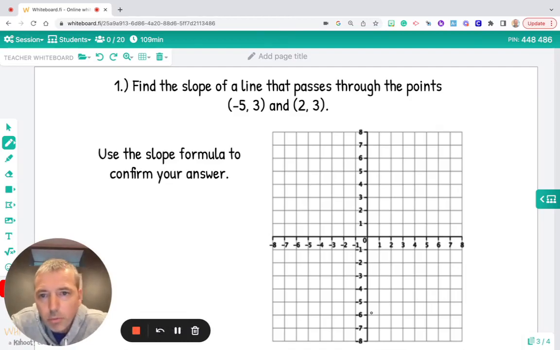Hey guys, let's answer question number 1. Find the slope of a line that passes through the points -5, 3, and 2, 3. Use the slope formula to confirm your answer.